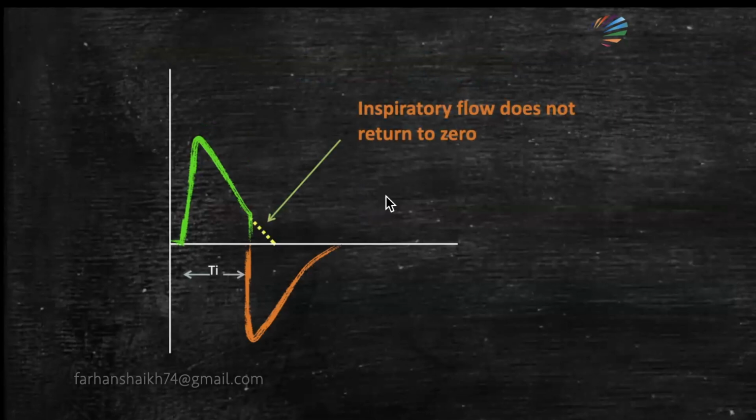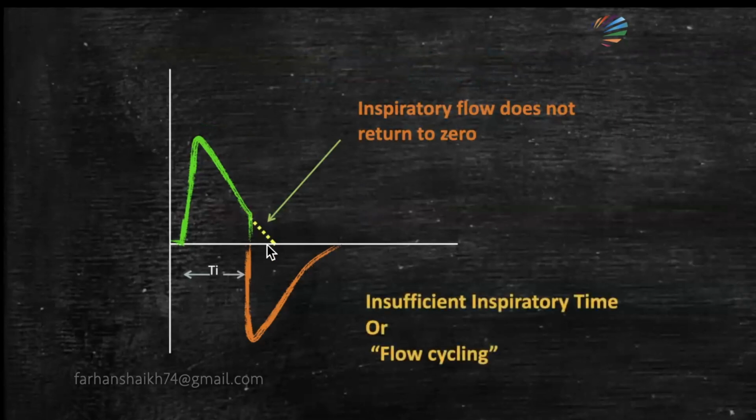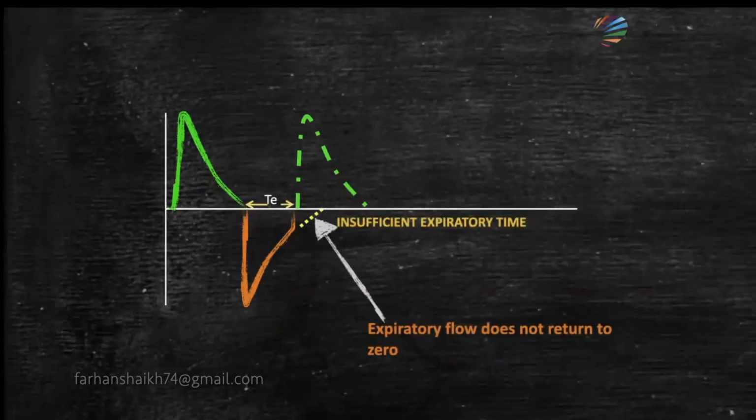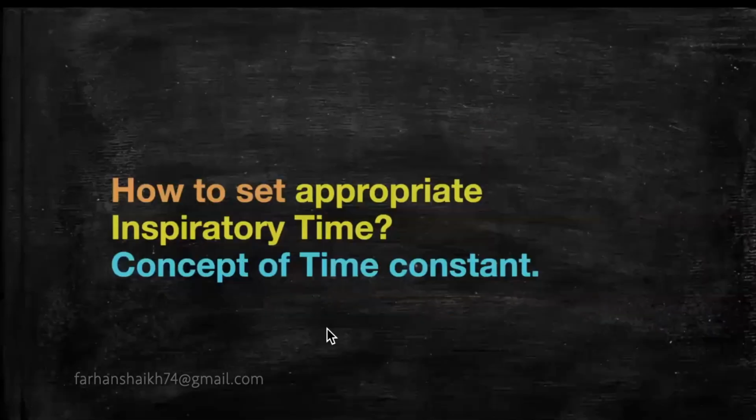This can be because of two reasons. One is insufficient inspiratory time. That is why the expiration starts before inspiration ends. And the second possibility is flow cycling. This is a situation where the expiratory flow is not reaching the baseline and inspiration has started. And in this particular case, the reason is insufficient expiratory time.